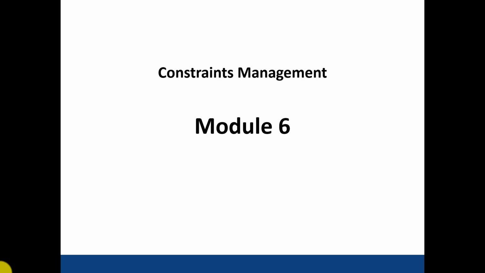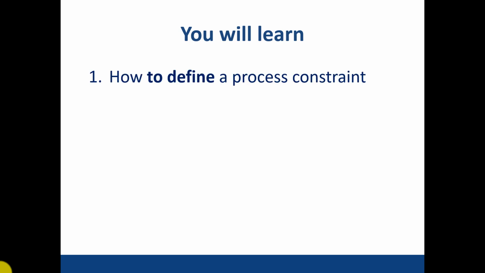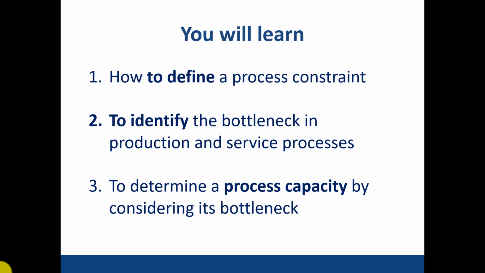Module 6 is about constraint management, or the management of bottlenecks. And we're going to analyze that from the perspective of systems or processes. So what you will learn is, first, how to define a process constraint. Second, to identify within a system where the bottleneck is located. And number 3, to calculate the capacity of a process based on that bottleneck. So these are the 3 goals.